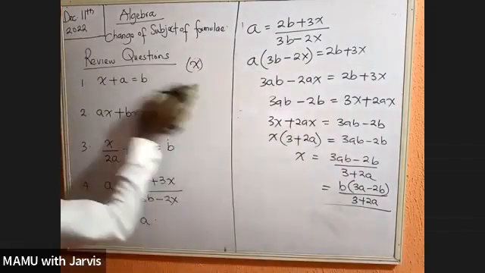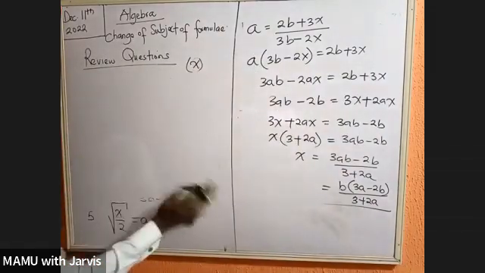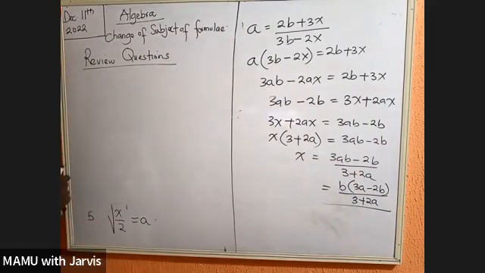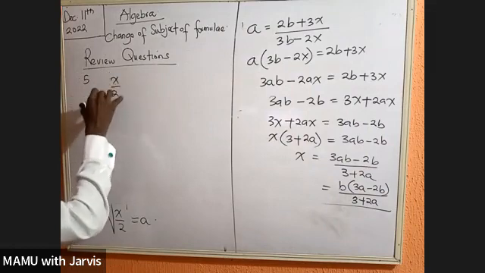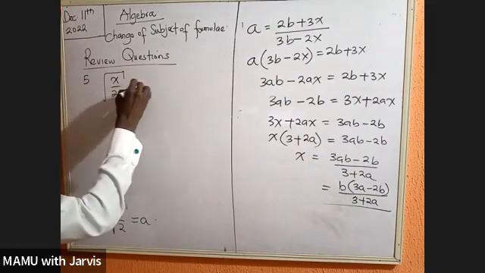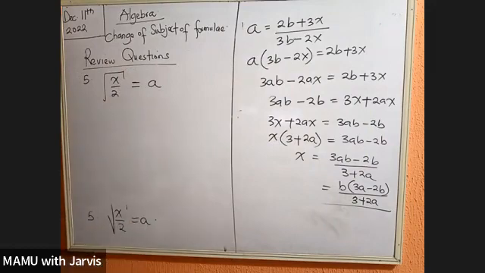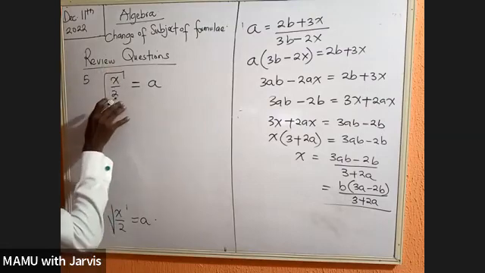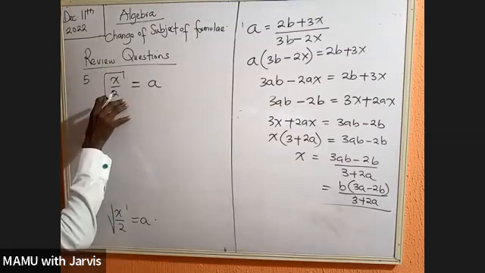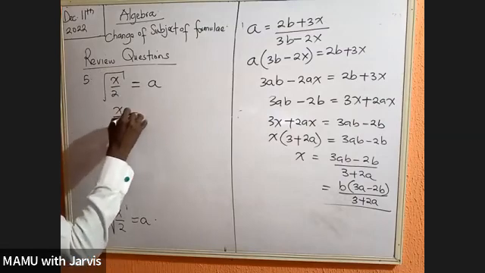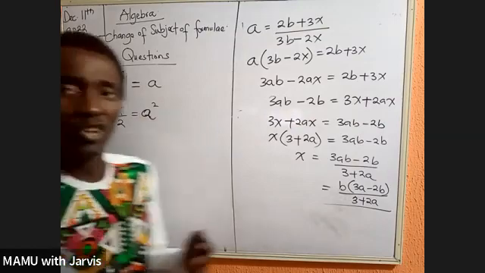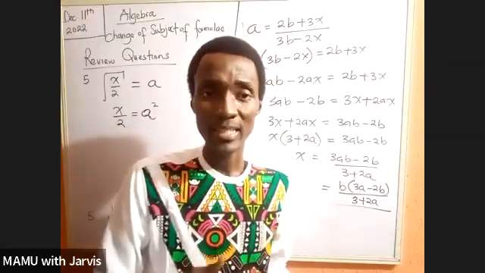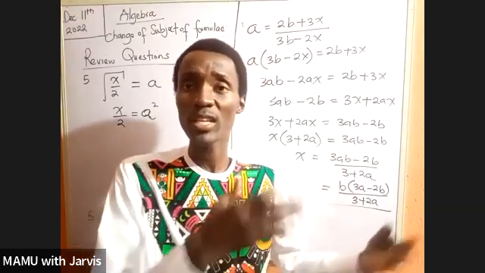So the last one, the square root of x over 2 equals a. Now for a question like this, I need to clear the square root. The opposite, the antonym of a square root is a square. So x over 2 will be equal to a squared. The antonym effect is transferred to the right hand side.